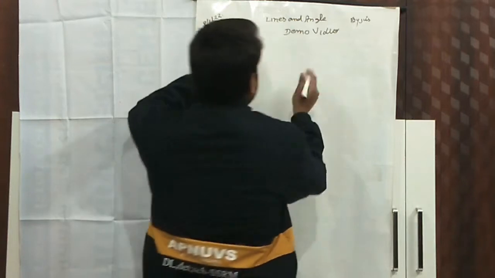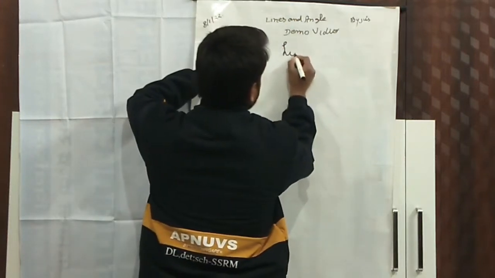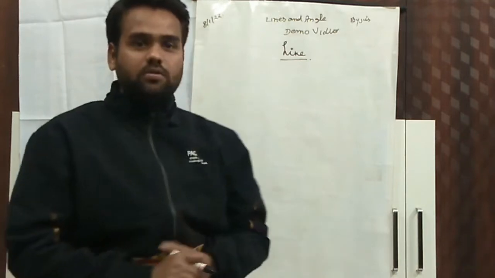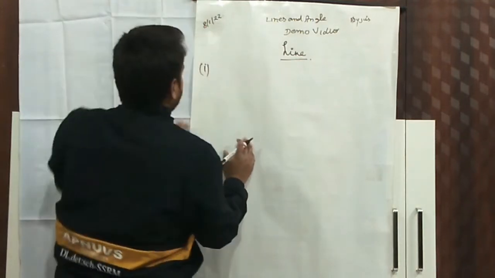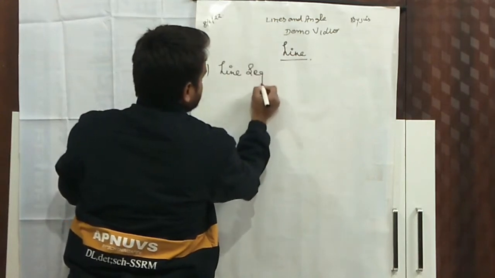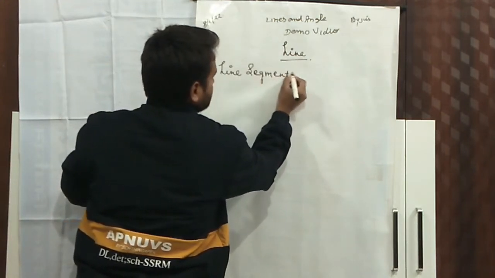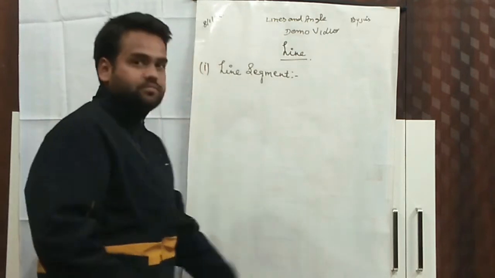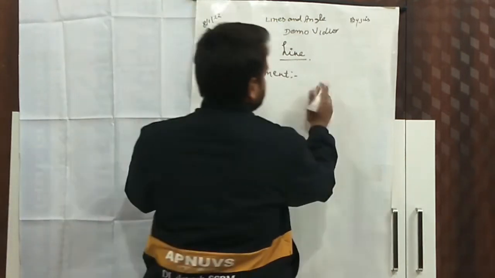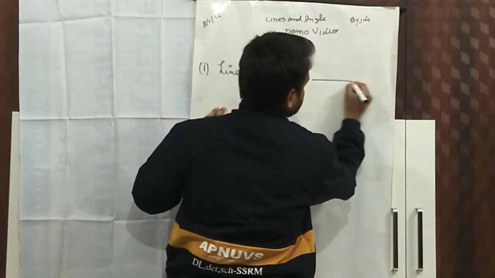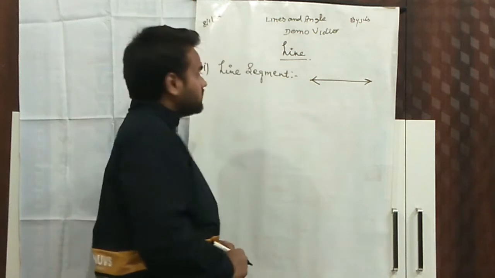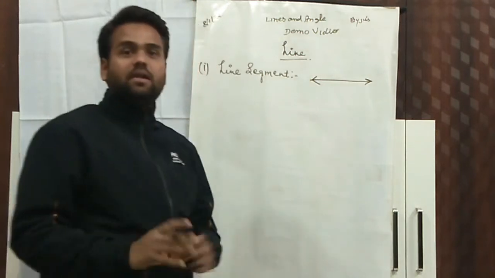So here we draw the lines. How can we draw lines? Am I visible? Okay. Line segment. What is line segment? We have to draw this. This is a line. Simple line.